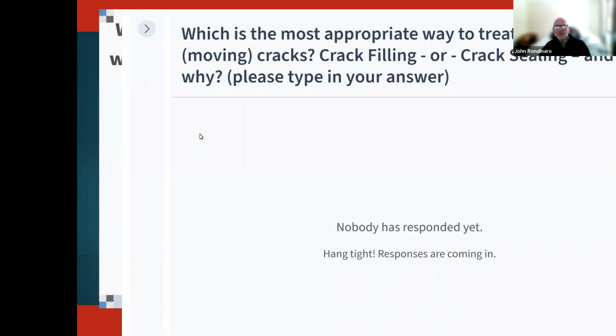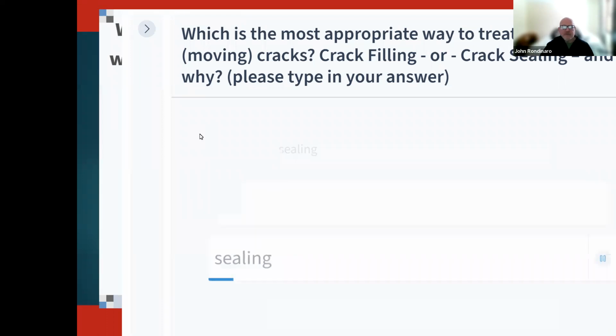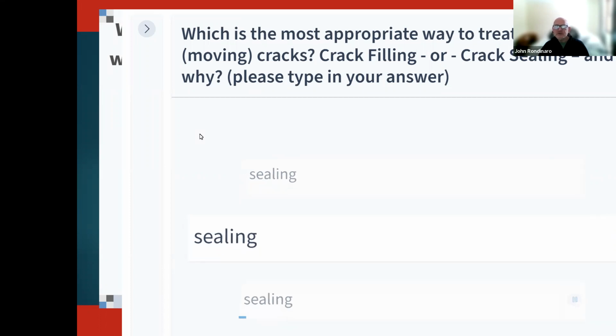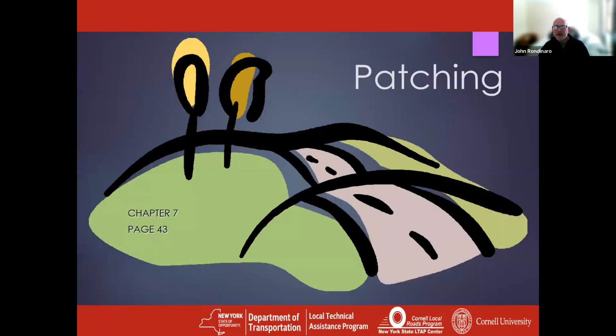So what's the most appropriate way to treat our moving cracks? Crack filling or sealing? Let's see what people say. Yep, everybody was still awake. Yep, we want to be sealing it, because you're going to be using the engineered materials, which allow that sealant to move with the movement of the crack. Excellent. Thank you, everybody. All right, let's move on.